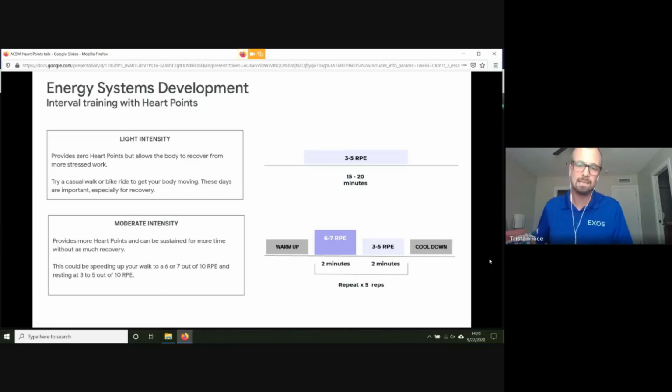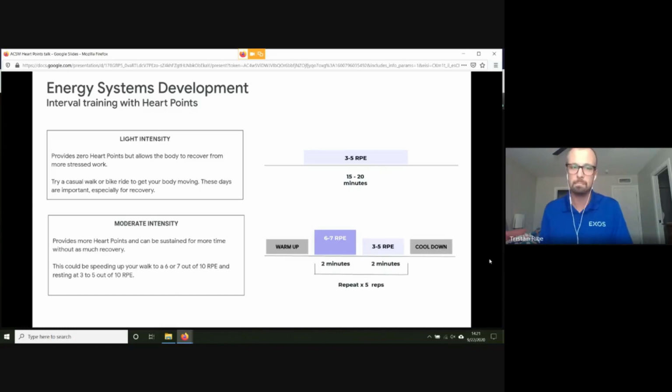And so for a light intensity session, for example, that would just be something that you just go out and do. 15 to 20 minutes is what's offered here, understanding that you could build up maybe up to 30 minutes, 45, 60 minutes, etc. Higher fit individuals, those at intermediate to high fitness levels, might be going for several hours if they're going out for bike rides on the weekend, right? But in either case, the light intensity session is just that, right? A casual walk or bike ride to get your body moving.